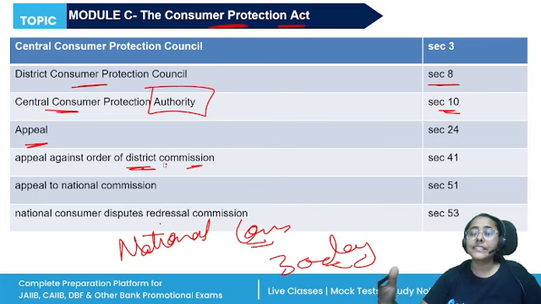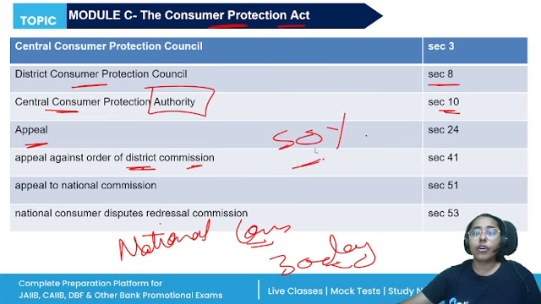So, we have the District, State, and National Commission. Where can we make an appeal? An appeal against an order passed by the district commission will be dealt with by the state commission. Also, no appeal by a person who is required to pay any amount in terms of an order of the district commission shall be entertained by the state commission unless the appellant has deposited 50 percent of the award determined by the district commission. This is in section 41.